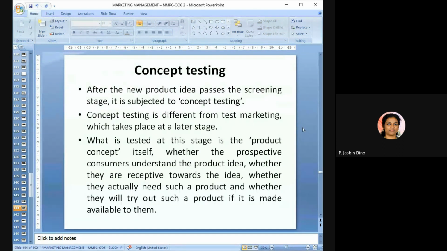The next is concept testing. After the new product idea passes the screening stage, it is again subjected to concept testing. So it is different from test marketing. So what is tested at this stage is a product concept. The concept, the new idea of the product, that is normally tested.